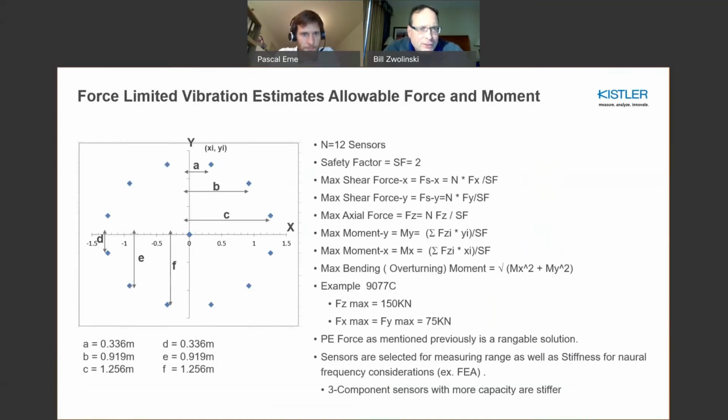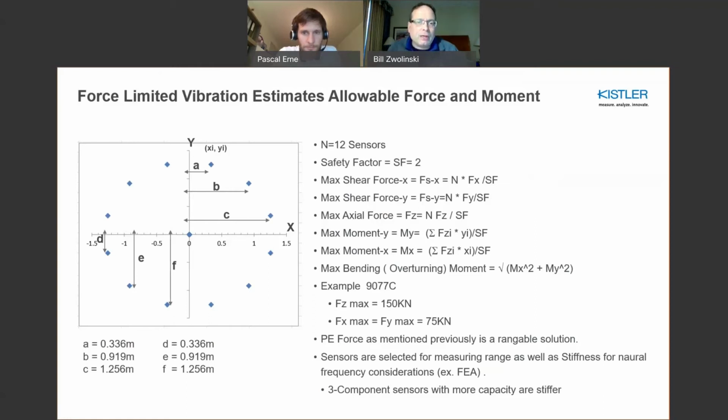What I give here is just a basic example of what you might do to get some rough estimates of allowable force and moments for a given platform in terms of the number of sensors. What sensors are you choosing? How much maximum shear force and axial force are allowable? How much bending moment? How much overturning moment could be allowable? And so forth. It's just some rough calculations to get you in the ballpark of a fixture design.